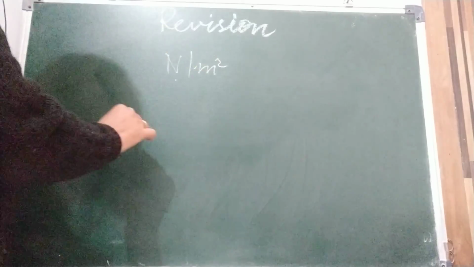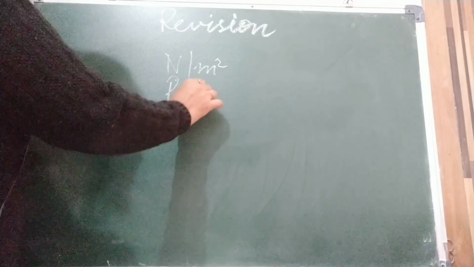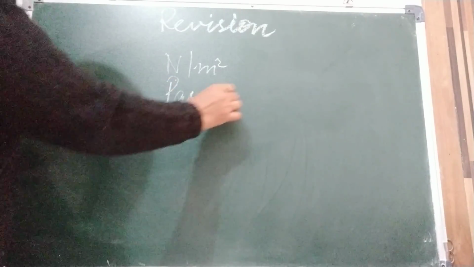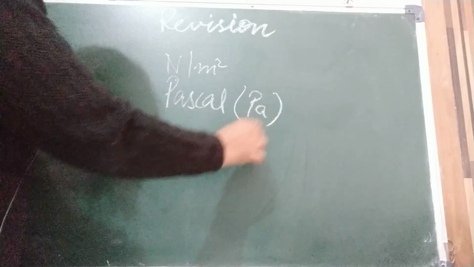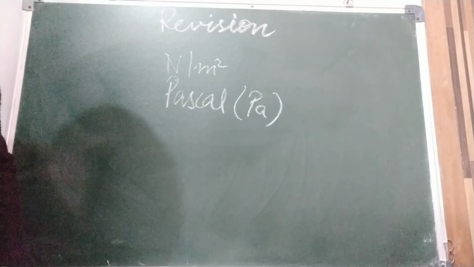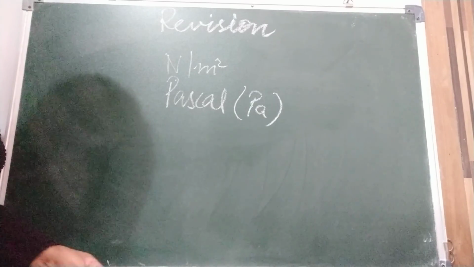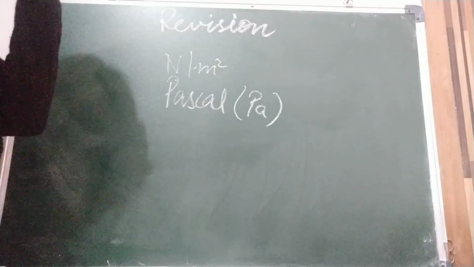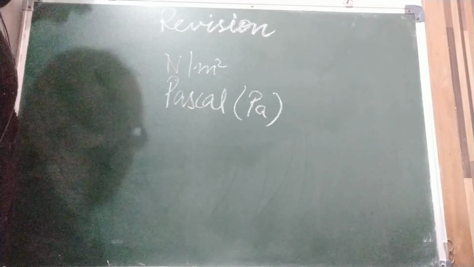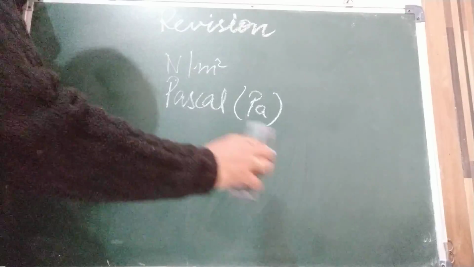What is the unit of pressure? The unit of pressure is Newton per square meter. We write it like this: Newton per square meter, and also Pascal, which we write as Pa. Okay, now there are applications related to pressure in our daily life. Now we are going to discuss pressure exerted by liquids.